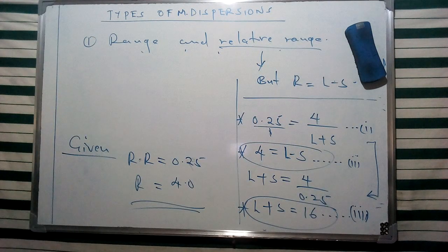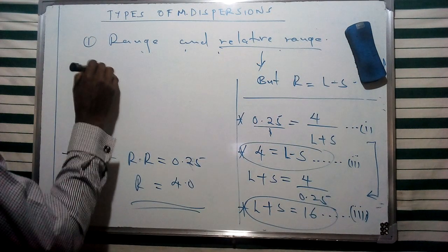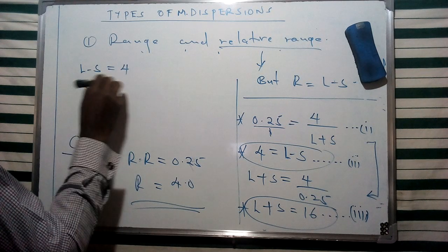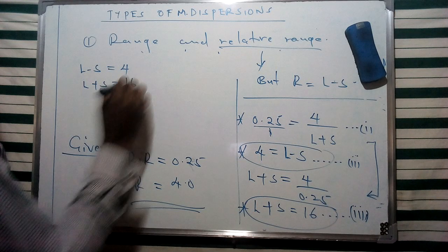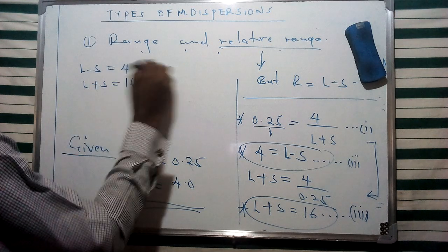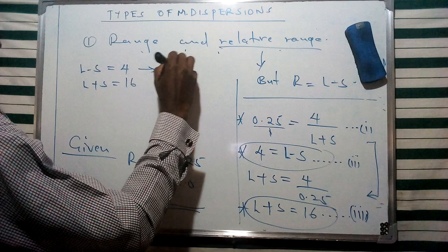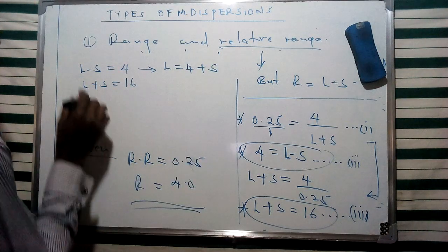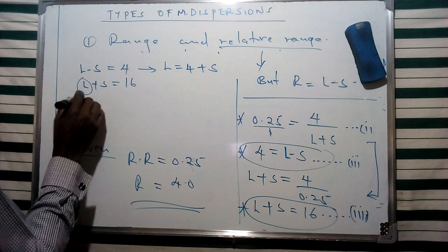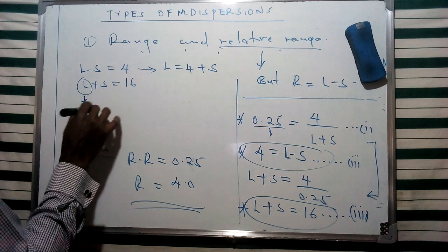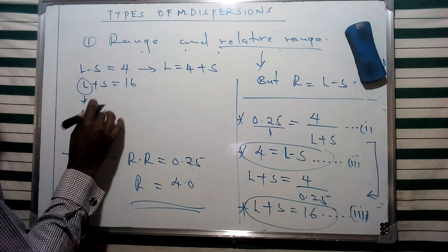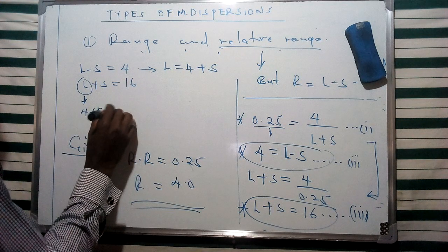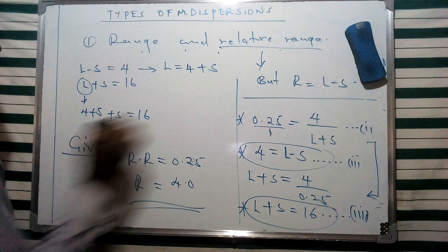So we have L minus S equivalent to 4, and then we have L plus S is equivalent to 16. In this particular case, we can do a rearrangement, so L is equivalent to 4 plus S. Doing a substitution for L, we are going to have 4 plus S, so this is going to be S and not 5, plus another S is equivalent to 16.